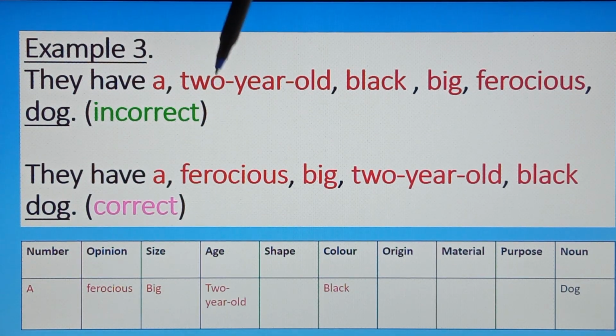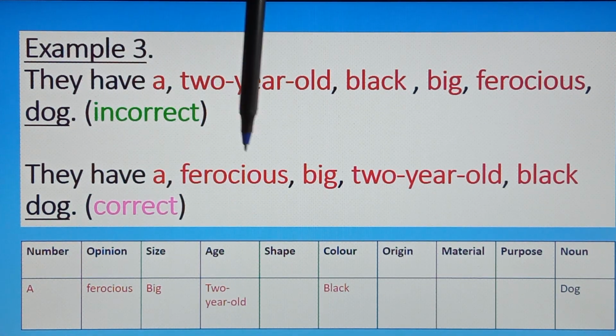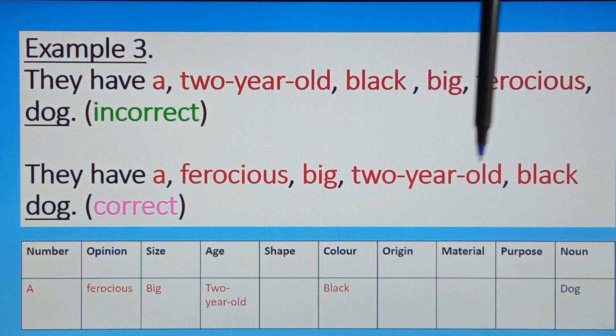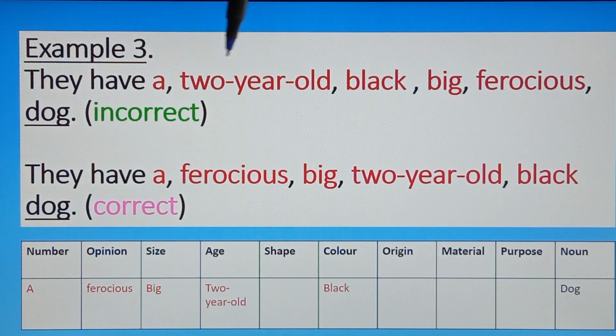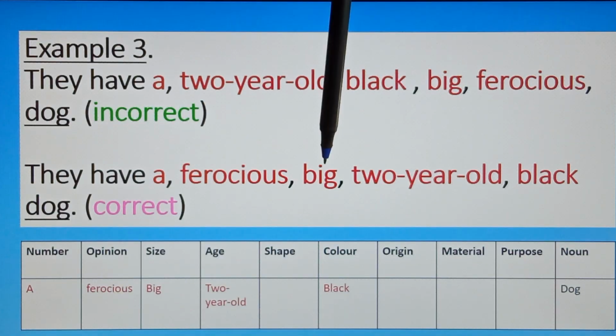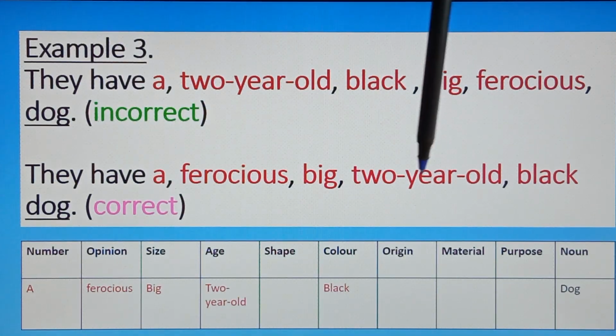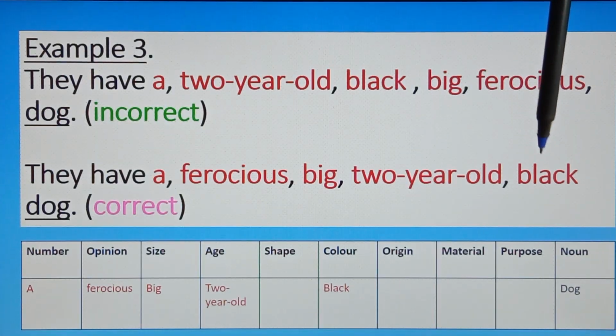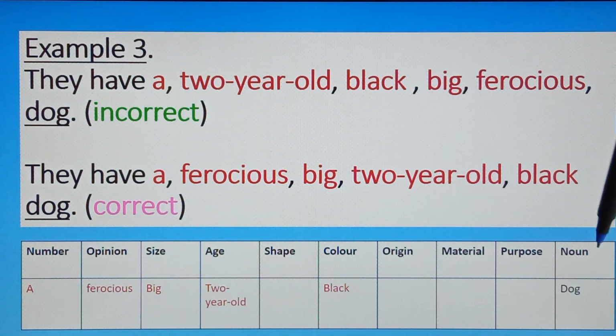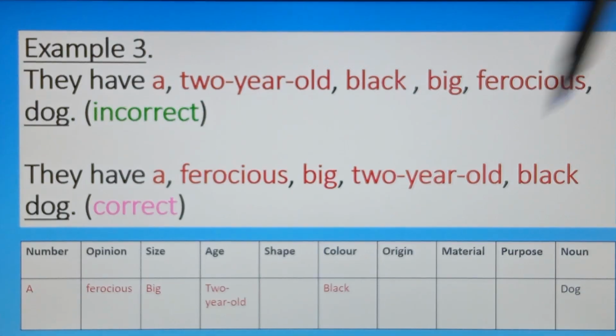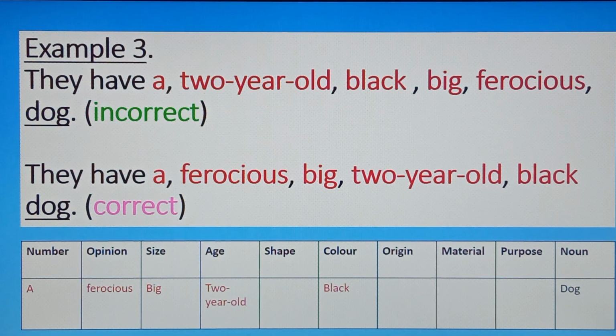Next example. They have a 2-year-old black big ferocious dog. Incorrect sentence. They have a ferocious big 2-year-old black dog. This is correct. Now see here: a is number, ferocious is opinion, big is size, 2-year-old is age, black is color, and the noun is dog. So according to NOSASCOM, we place the adjectives before the noun.